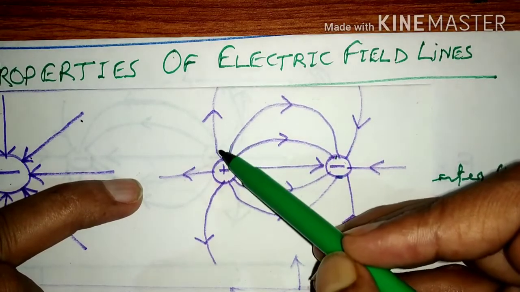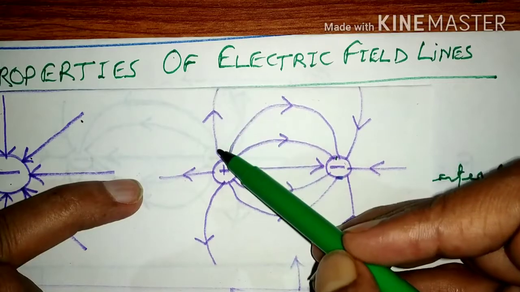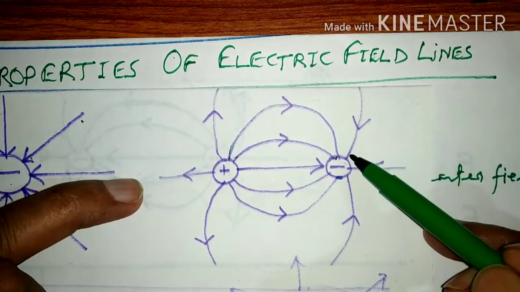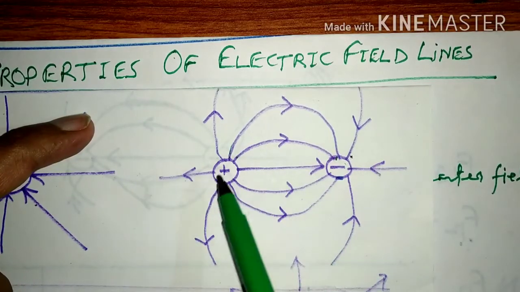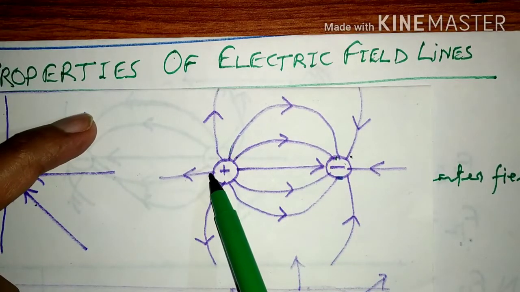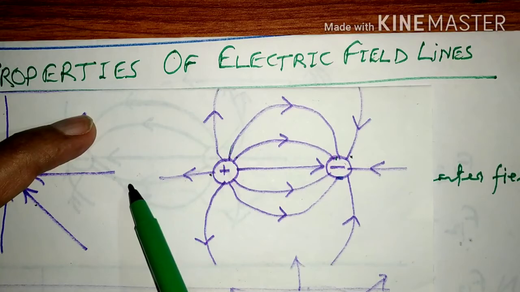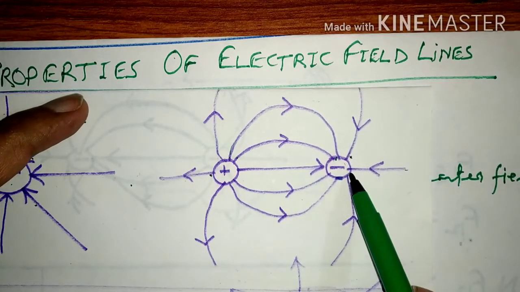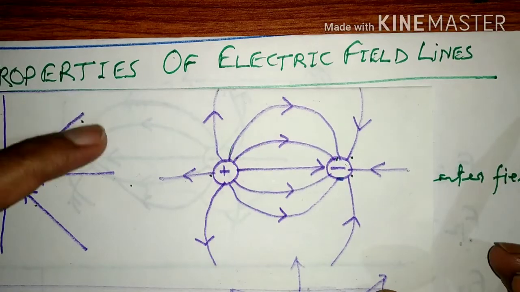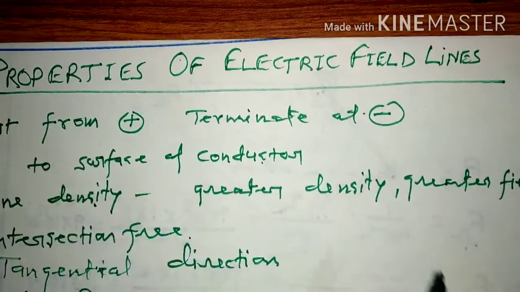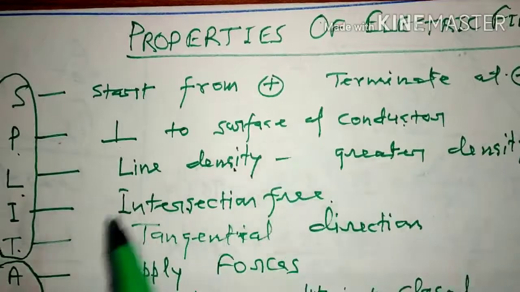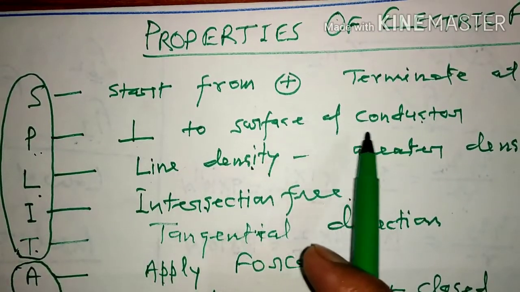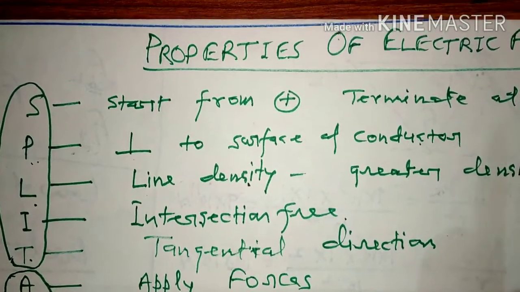What about this line? This line is starting from positive, it will go up to a long distance, then it will come to the negative and terminate. What about this line? This line is starting from positive, going to infinity, and again coming back from infinity to terminate at negative. Now, second point, P: electric field lines are perpendicular to the surface of a conductor.